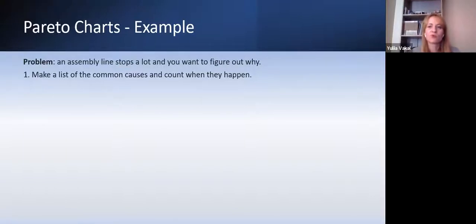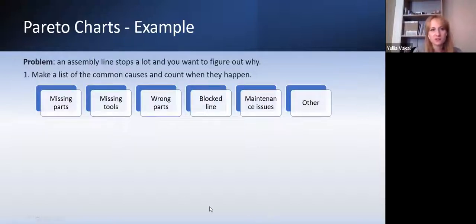So this is an important step, when we need to create this list of causes. In this case, we need to do it in advance. But as I said, if you have this data, you just need to use one of the categorization frameworks. So for instance, in our problem, the causes could be missing parts, missing tools, wrong parts, block line, maintenance issues, or other. Other is something which we didn't think about, but it could happen.